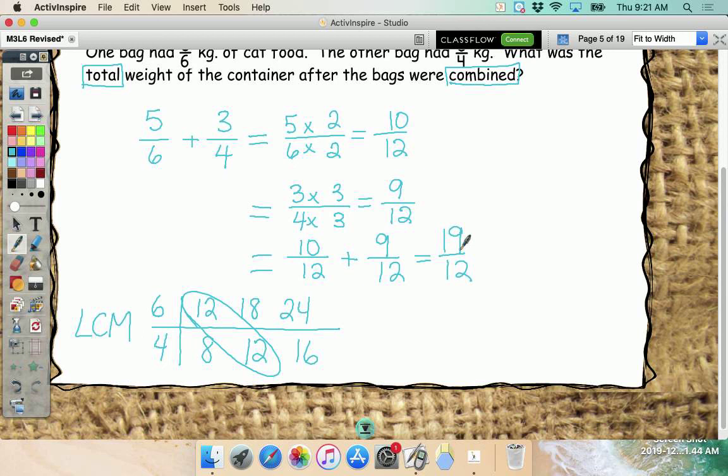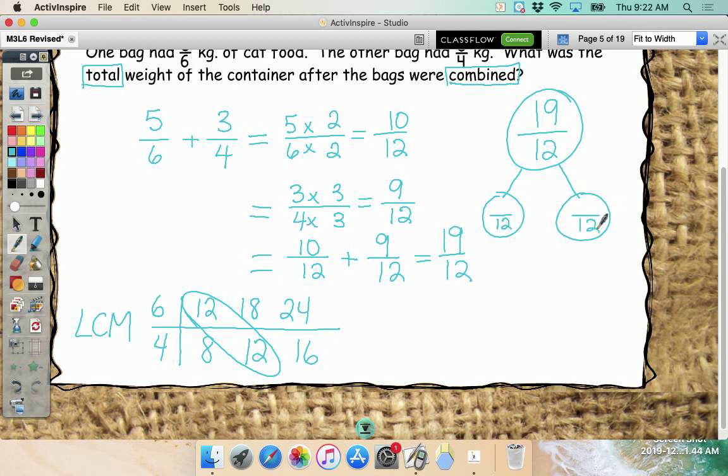Now this is more than one whole. This is an improper fraction, isn't it? So you got a couple choices. You can write a number bond. And take out one whole.